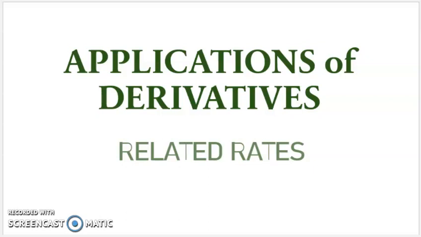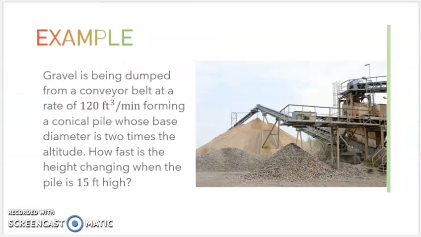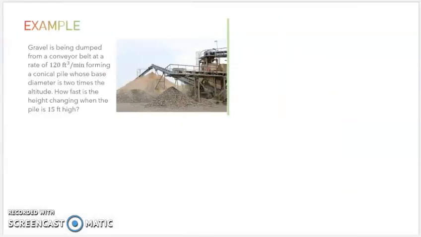This is my third video on applications of derivatives focusing on related rates. For example, gravel is being dumped from a conveyor belt at a rate of 120 feet cube per minute, forming a conical pile whose base diameter is 2 times the altitude. How fast is the height changing when the pile is 15 feet high? So let us consider this conical pile here.